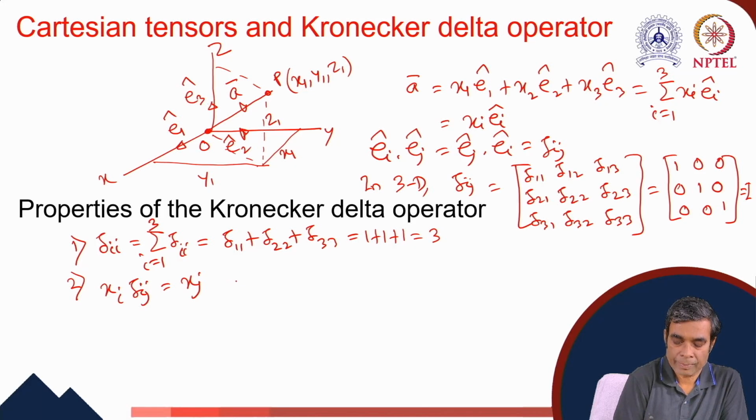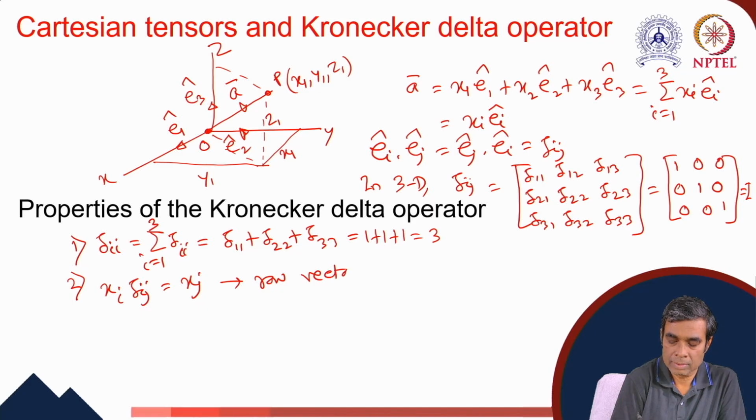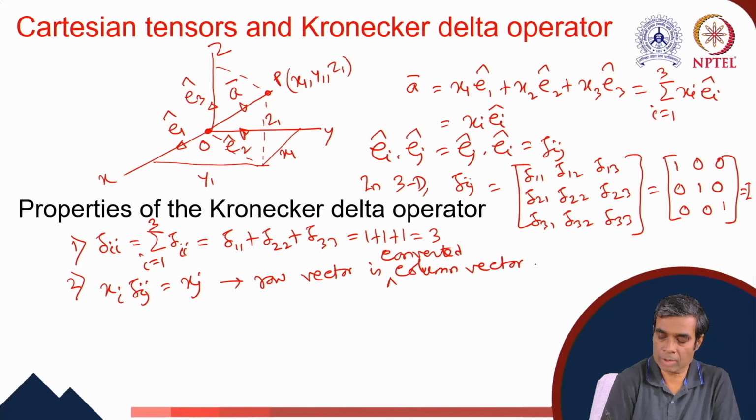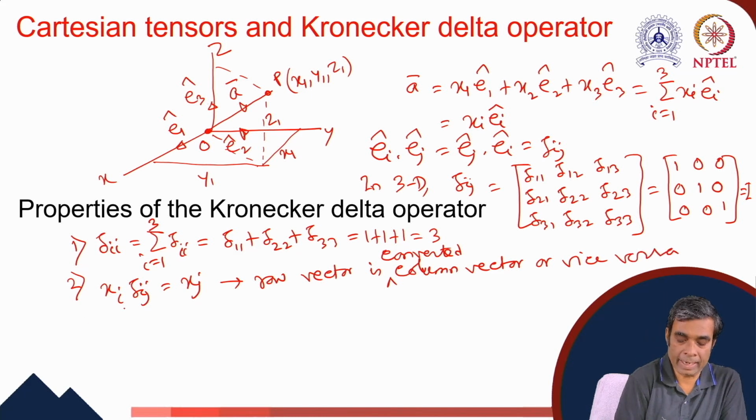So a row vector is converted to a column vector or vice versa. So this is xi delta ij equals xj.